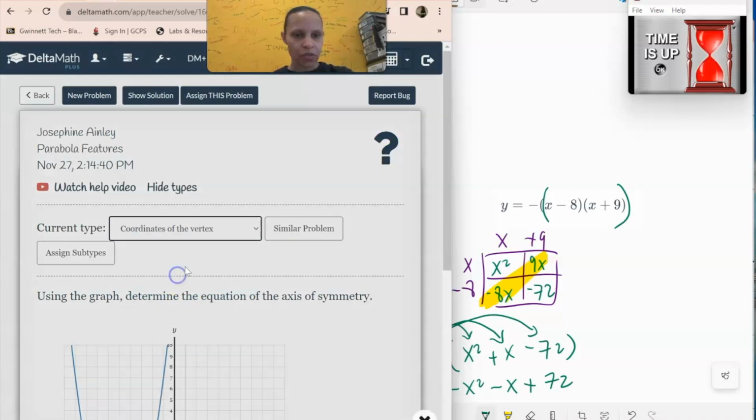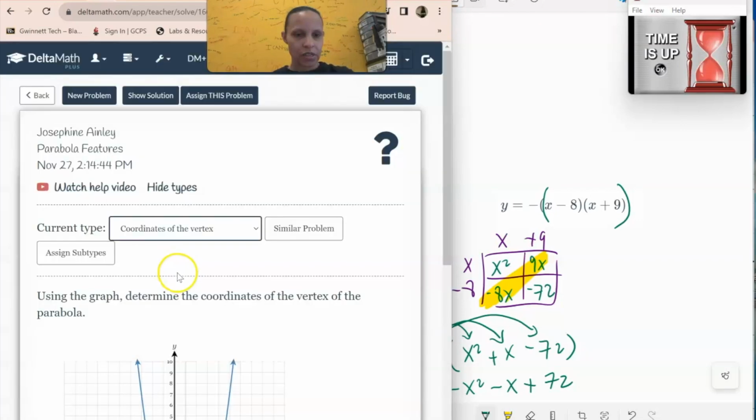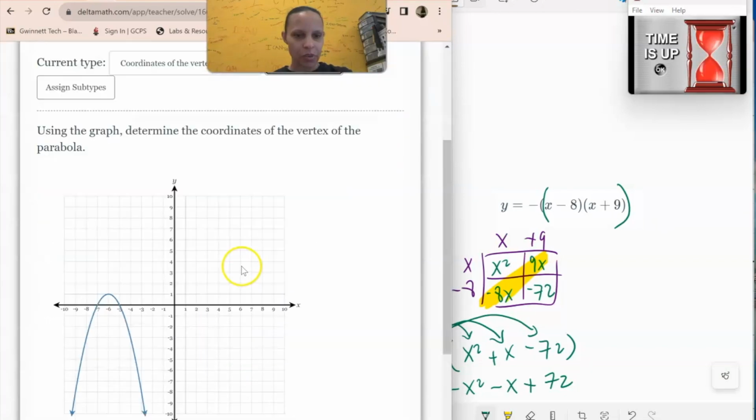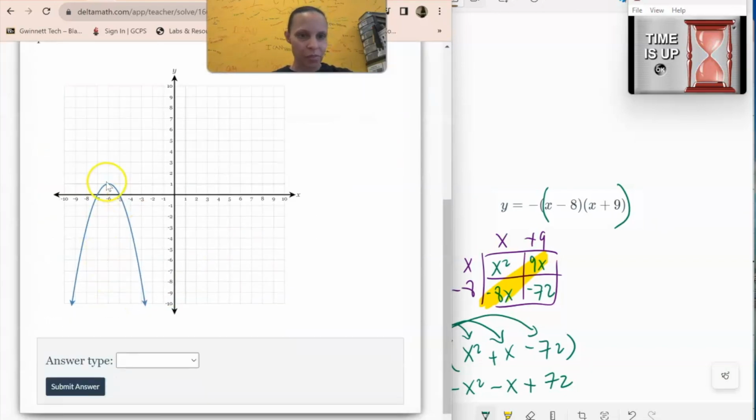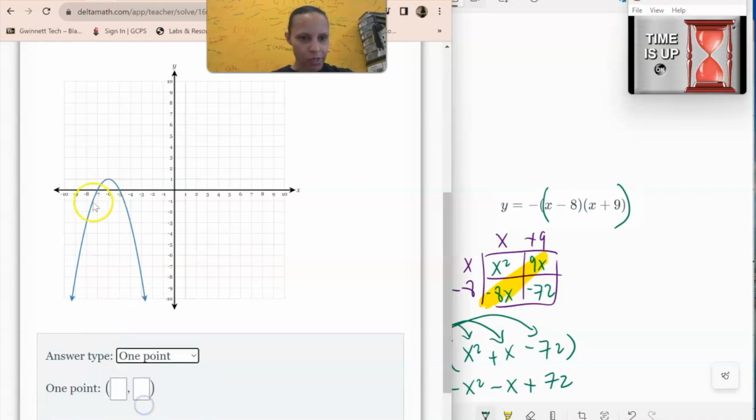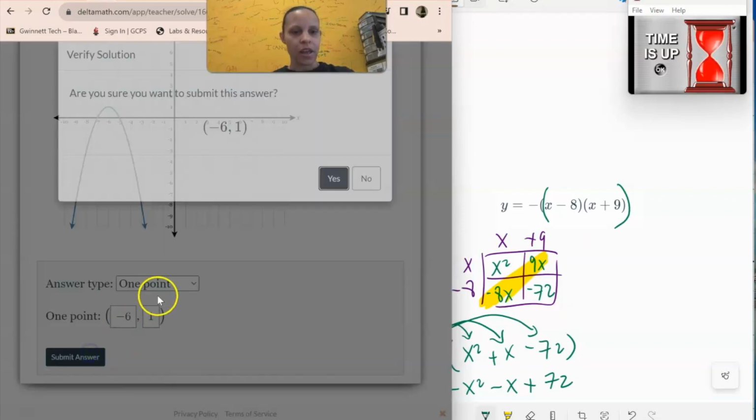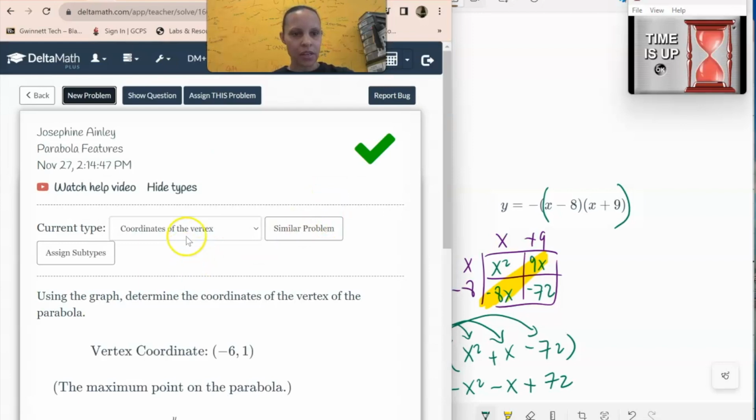All right, coordinates of a vertex. Similar problem, because I already had a minimum. I just want to do one that's a maximum. So maximum, again, the vertex is either the top or bottom of the graph, which is here, the top. So this is going to be 1 point, and the vertex is -6, 1. So you put your x value first, -6, and then your y value 1. So -6, 1 right here.